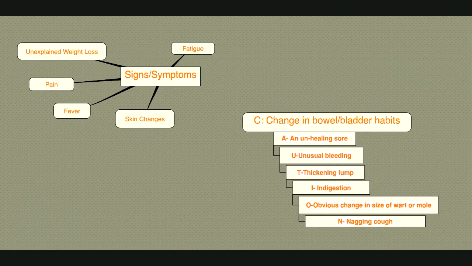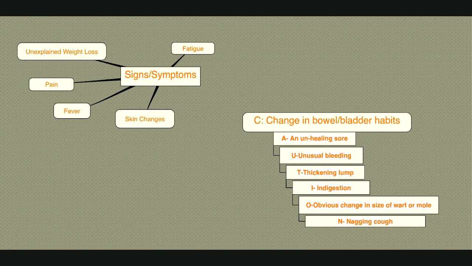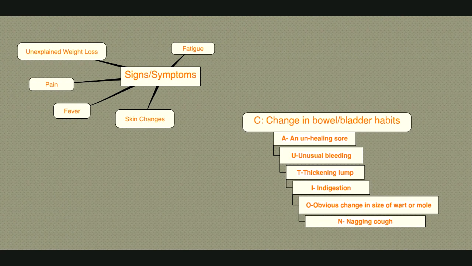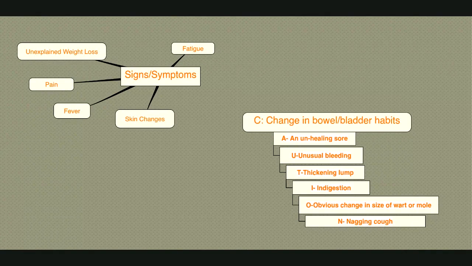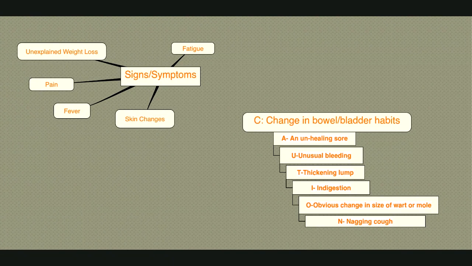Another thing is to just remember what it's called: caution. These are some things that an individual can look at, or you can teach your patients about. C would be change in bowel or bladder habits. A would be an unhealing sore or an ulcer that does not heal. Unusual bleeding. Thickening of a lump. Indigestion. Obvious changes in the size of a wart or mole, and a nagging cough. So you can use the caution mnemonic to do some patient teaching whenever you're talking about cancer and their signs and symptoms.